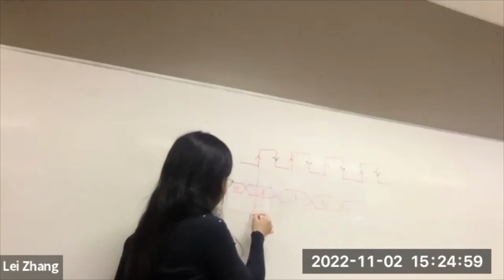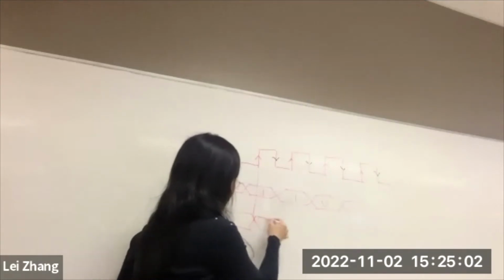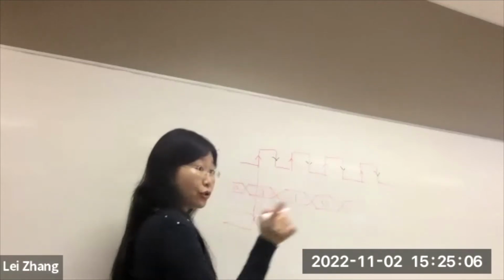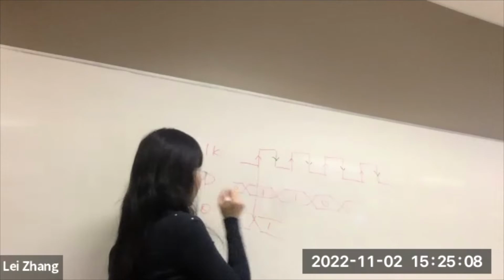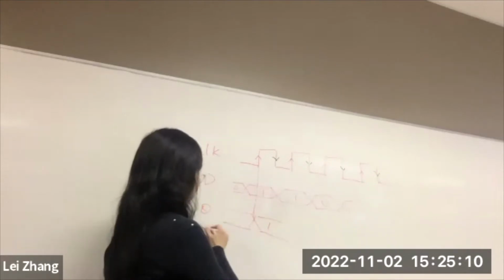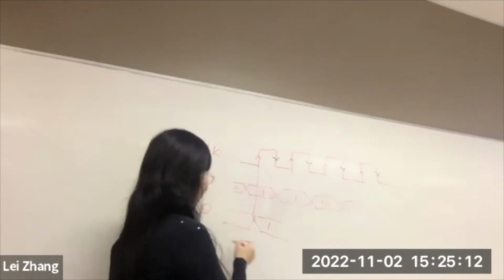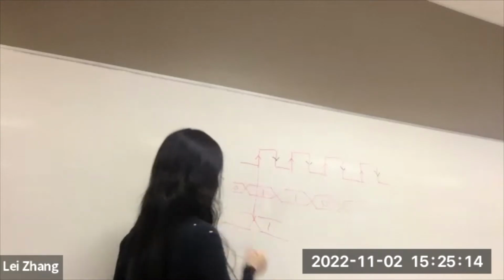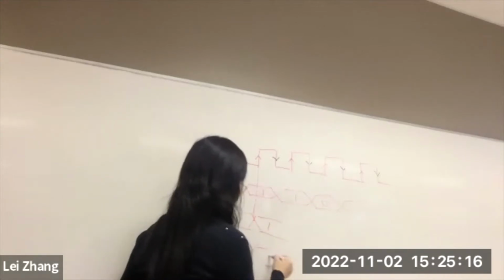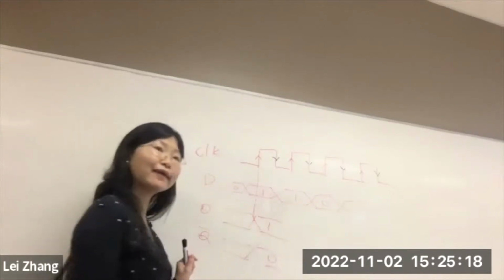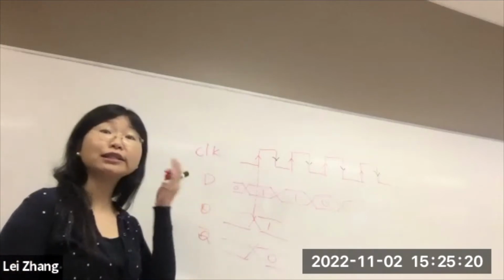So when the data input is 1 and the clock is on the rising edge, this means the output here will get 1. That is Q. Q is the output. And Q naught will get the inverse of Q. It will be 0. Okay, so this is how the D flip-flop works.